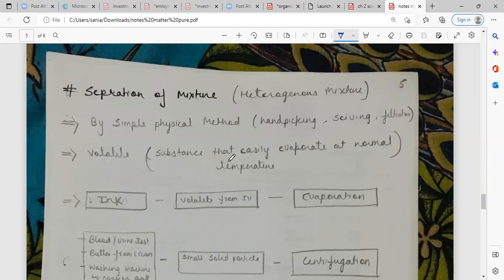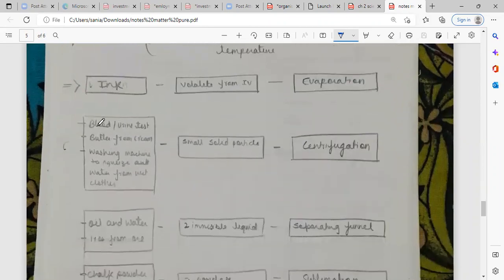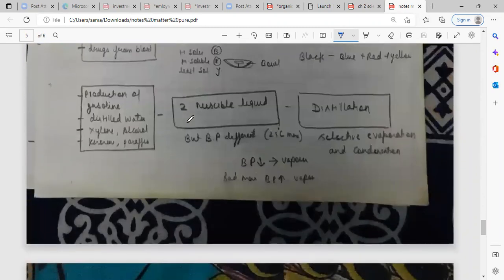Now, volatile substance that easily evaporates at normal temperature. These are the two things. But other, for example, you want to separate ink. Volatile from ink, so you will evaporate it and you will get it. Now, blood, everything we have done. This we already discussed everything. Right? Yes.